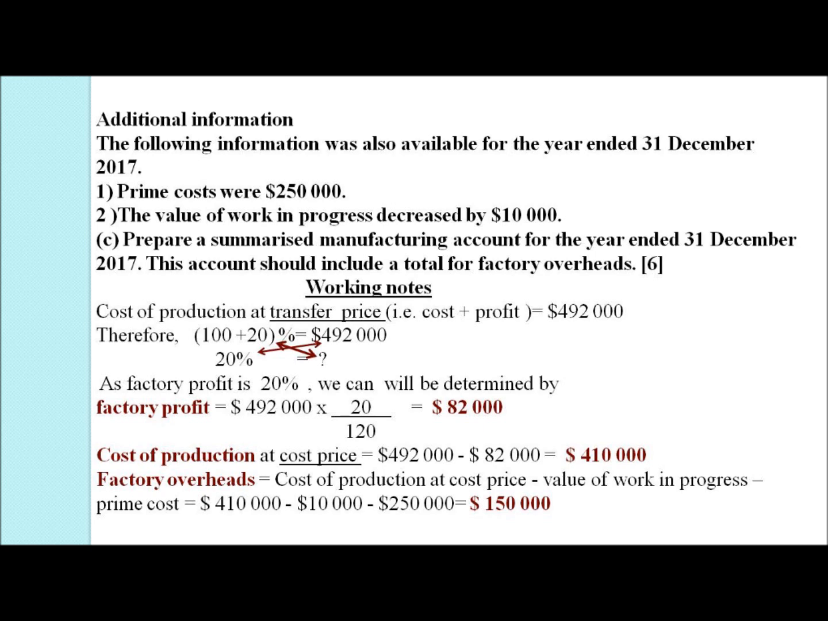The next part of the question gives us information about the prime cost, work in progress, and asks us to prepare a summarized manufacturing account. For this, let's continue with the working notes before making the manufacturing account.